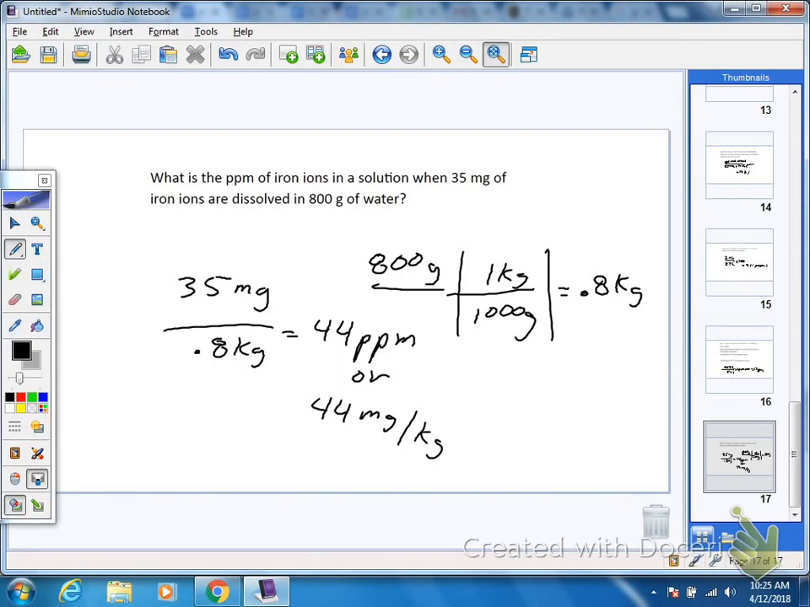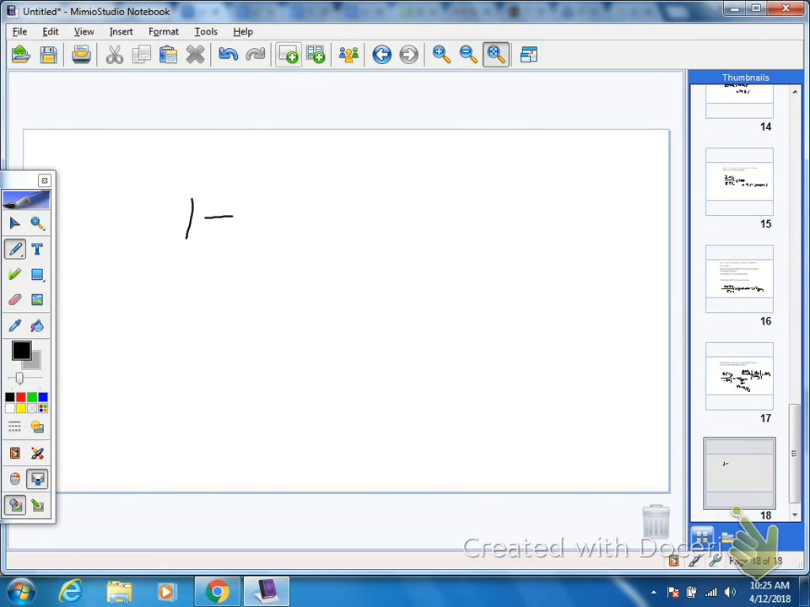No. So, on this worksheet, do 1 through 8 for Friday. Okay?